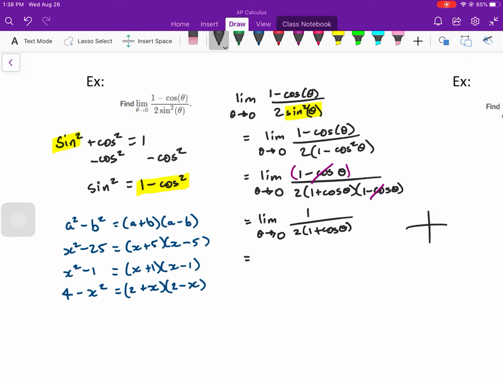Now let's go ahead and plug in the 0. If you remember the unit circle, whenever theta is 0, our cosine is 1. So we have 1 over 2 times 1 plus 1, which is 1 over 2 times 2, which is 1 over 4. And there's our answer to that one.